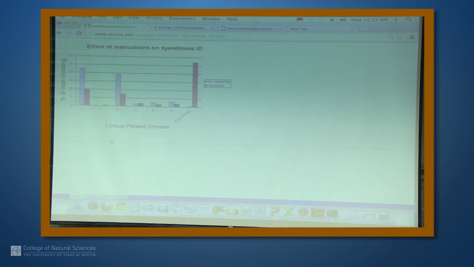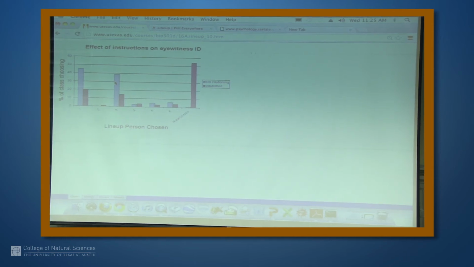What difference does it make? This is 2010. In the blue columns, the class was not warned in advance that the person they saw might not be present. The red column was. Even though you could say it's obvious that the person you saw might not be in the lineup, half the people do the right thing automatically.